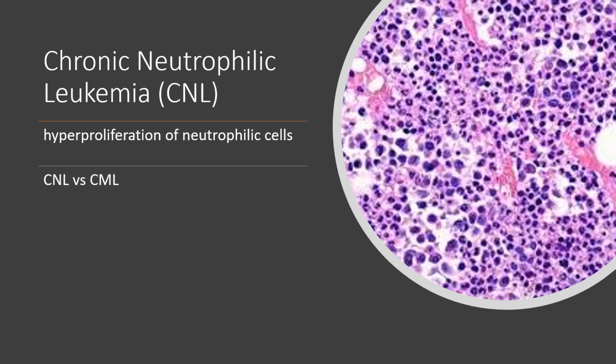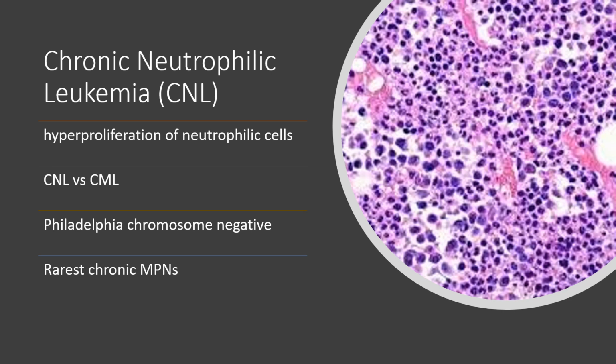Chronic neutrophilic leukemia must be differentiated from chronic myelogenous leukemia. The Philadelphia chromosome or the BCR-ABL mutation cannot be expressed in chronic neutrophilic leukemia. If the Philadelphia chromosome is present, that means a diagnosis of CML or chronic myelogenous leukemia is required. Chronic neutrophilic leukemia is also the rarest of the chronic myeloproliferative neoplasms.